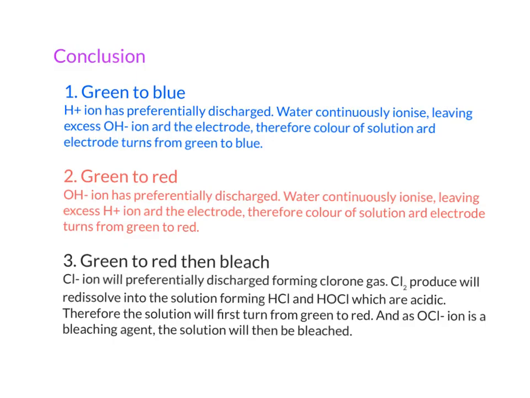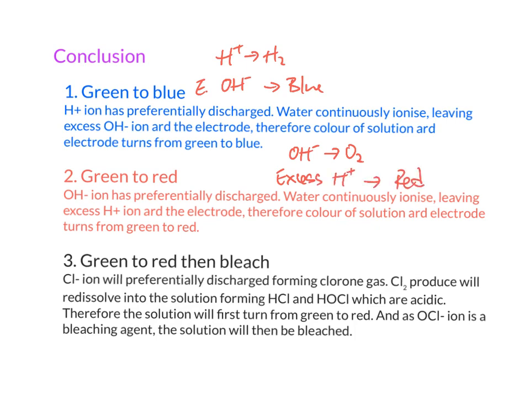So in conclusion, we've talked about three cases. One would be green to blue, because we will have H+ discharge, with excess OH- left behind, so it will turn blue. The other one is OH- discharge, with excess H+ left behind, so it will turn red. And the last one is Cl- becoming Cl2, which will become HCl and HOCl. First of all it will become red, and because of this one we'll later on bleach the solution. Okay, that's all for this video. Bye bye.